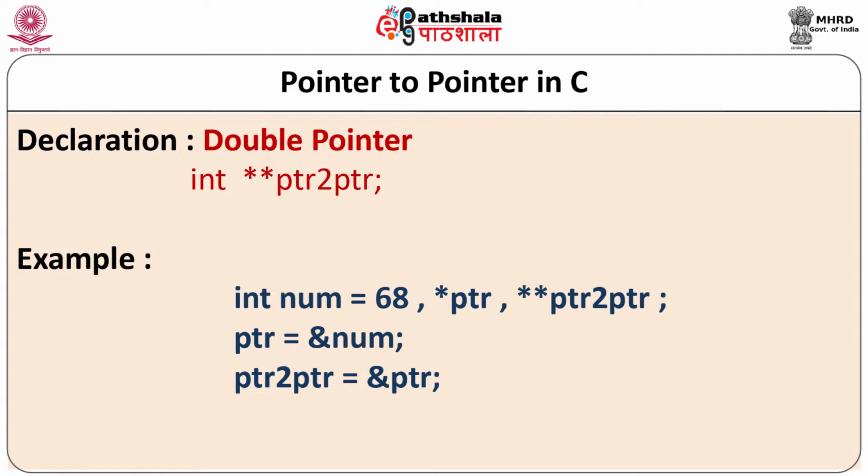Let us understand an example of a double pointer. You can see int num = 68. It means the variable name is num and the value is 68. We are also declaring an integer single pointer, and an integer double pointer, that is ptr_to_ptr. ptr = &num and ptr_to_ptr = &ptr. The meaning of this is the pointer stores the memory address of variable num, whereas the pointer to pointer stores the memory address of the pointer where the num variable's address is stored.